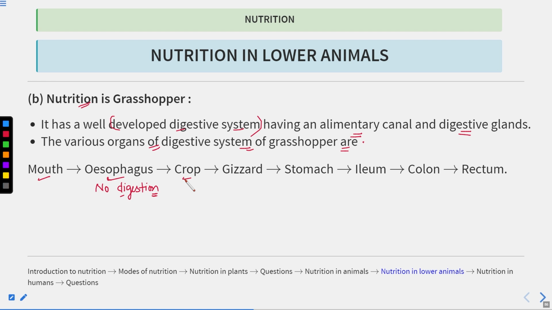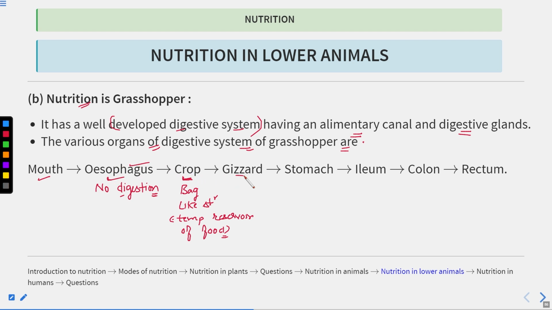Then after the esophagus, crop is present. So the esophagus leads to the crop. And what is the crop? In the crop, the food is stored temporarily. The crop is a bag-like structure and it is the temporary reservoir of the food. It is just the dilated portion of the esophagus.